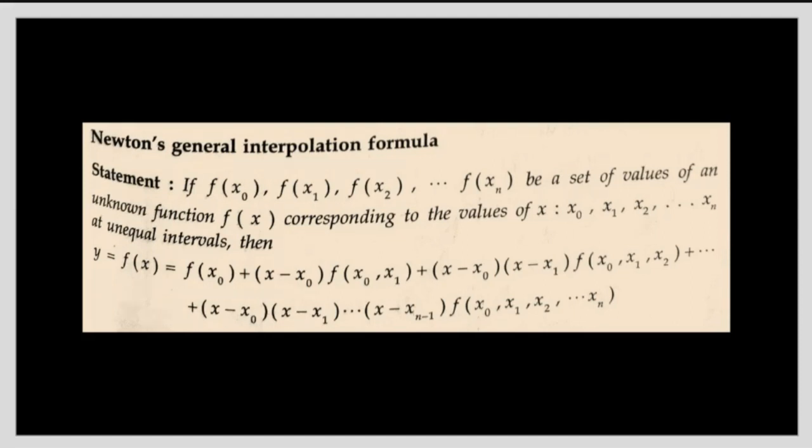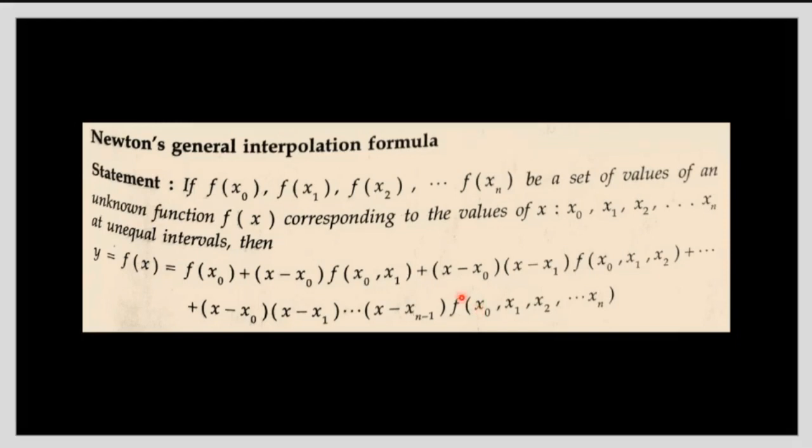If f of x0, f of x1, f of x2 up to f of xn are the set of values of an unknown function f of x corresponding to the values x0, x1, x2 up to xn, which are at unequal intervals, then y equal to f of x is defined as f of x0 plus x minus x0 into f of x0 comma x1. Similarly, x minus x0 into x minus x1.